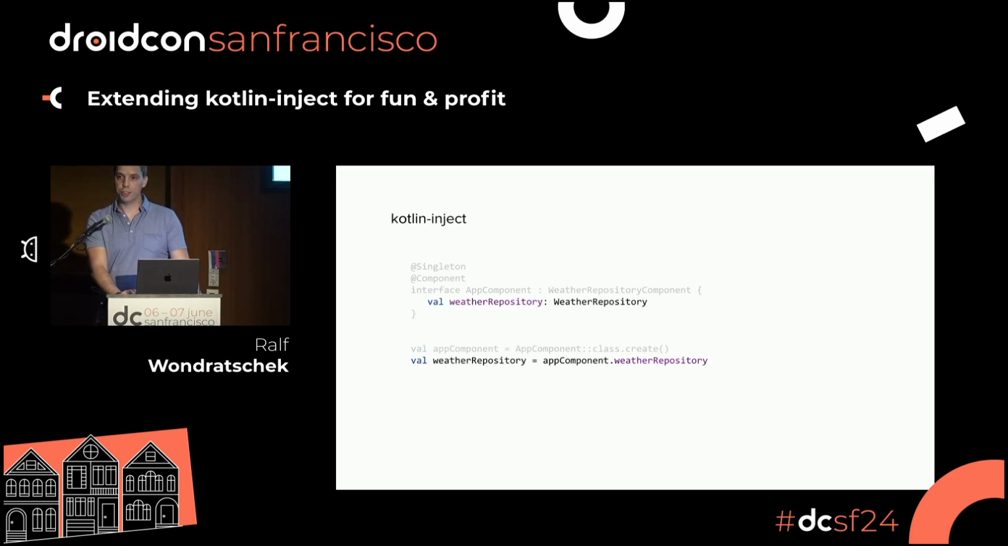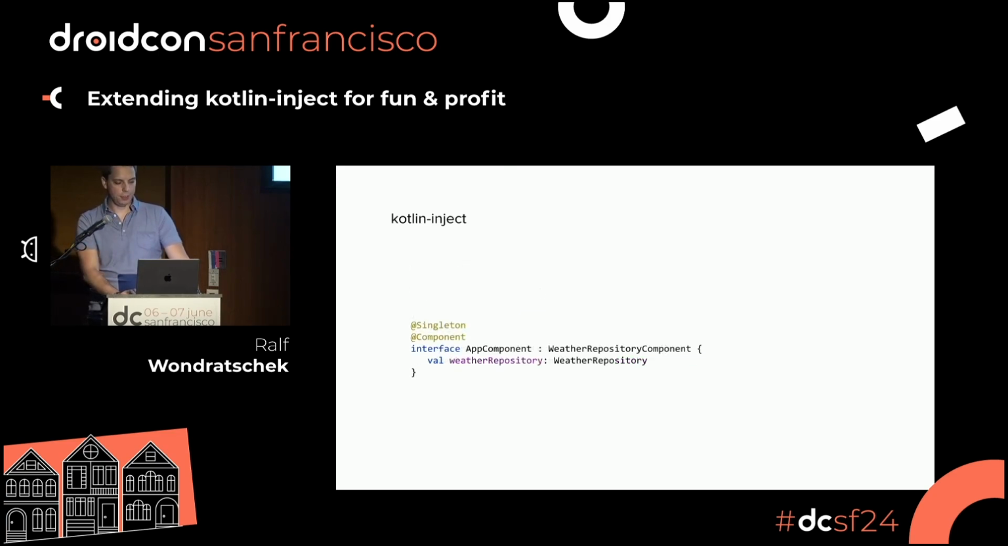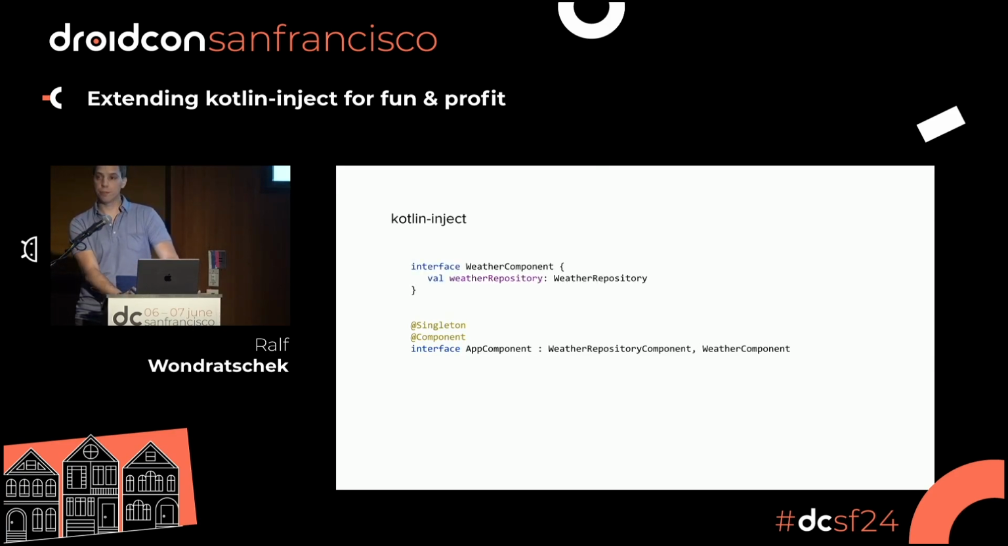Similar to the function to get weather repository out of our DI graph, kotlin-inject uses properties, same thing there. It's very similar. And then, as earlier mentioned, we can start now to decompose our component where we have the property. We can actually move this property to another interface and then make our app component extend this weather component. And then kotlin-inject will still generate all the necessary code for the property under the hood.